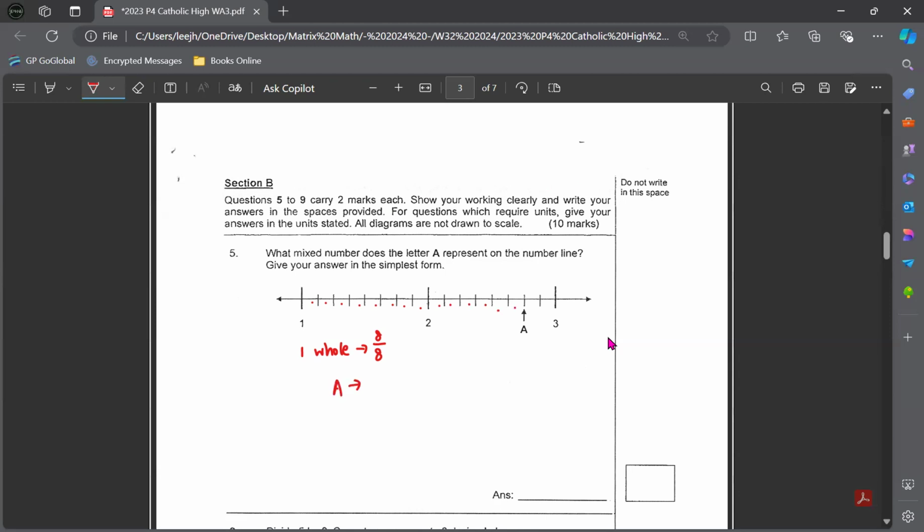A is actually 2 wholes 6 over 8 because it's after 2. So plus another 6 over 8. So it's 2 6 over 8. But you need to give it in simplest form. It means that you have to divide by 2 because it is not simplified yet. So you divide by 2, divide by 2, which will give you 2 wholes 3 over 4. So in other words, it's 2 wholes and 3 quarters, because each one represents 1 over 8. If you want, you can write down.